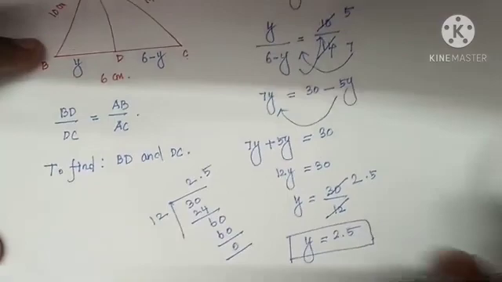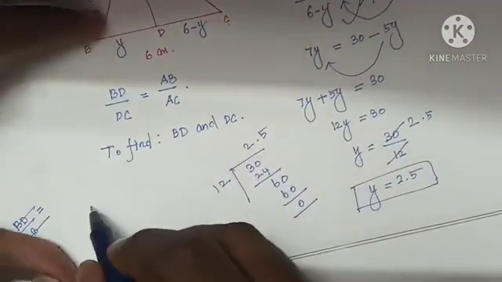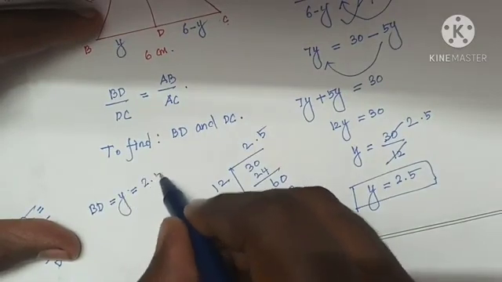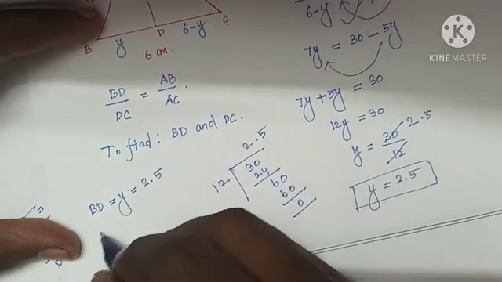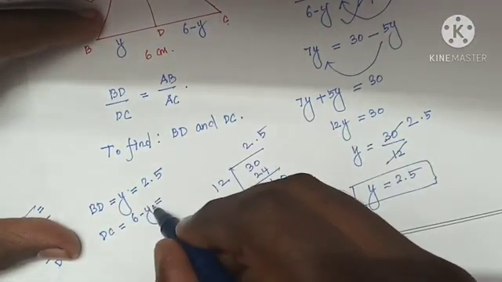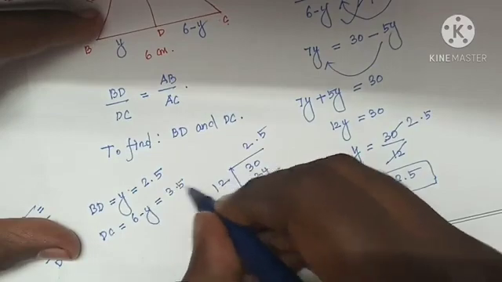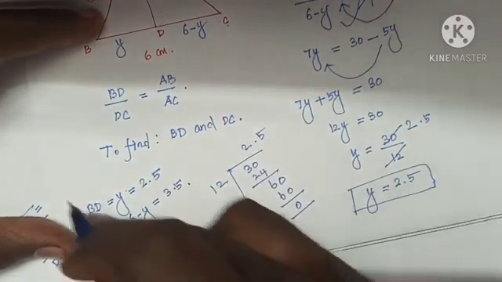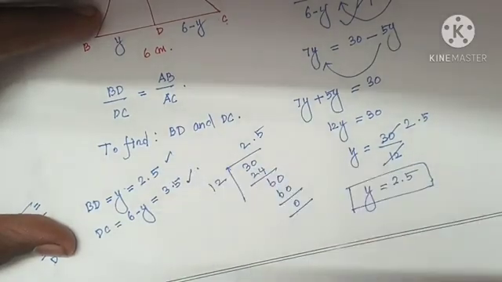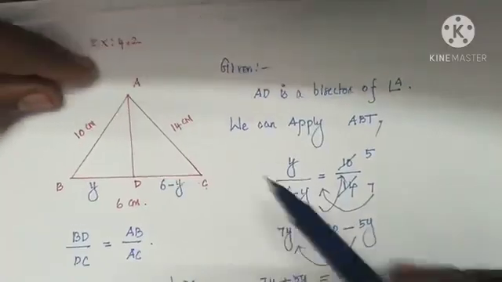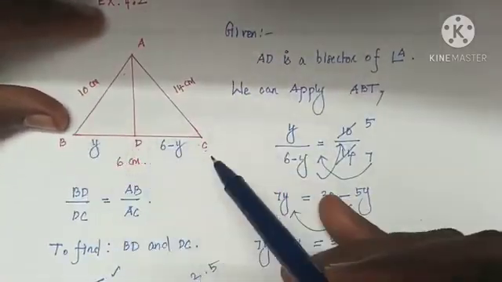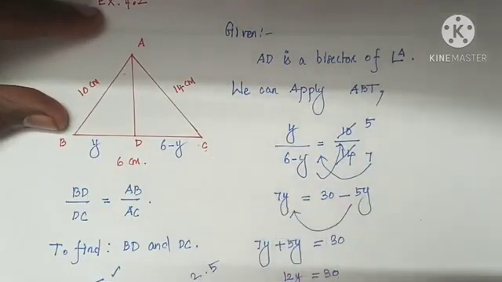What is y? BD is equal to y, which is equal to 2.5. So DC is equal to 6 minus y, which is 6 minus 2.5, gives 3.5. Okay, so BD value is 2.5 and DC value is 3.5. So if you know this theorem, the angle bisector theorem, you can find the values of BD and DC easily.